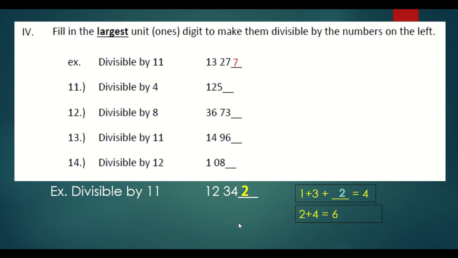Just one digit. Another example, divisible by 4. This is also a number, 12,340 blank. What you look at here is the last 2 digits. The 4 is already there. What can you add here so that it will be divisible by 4? It can be 0. It can also be 4. So it becomes 40 or 48. However, what is written here is the largest ones digit. So, of course, the answer here is 8. If you answer 0 here, you are wrong.